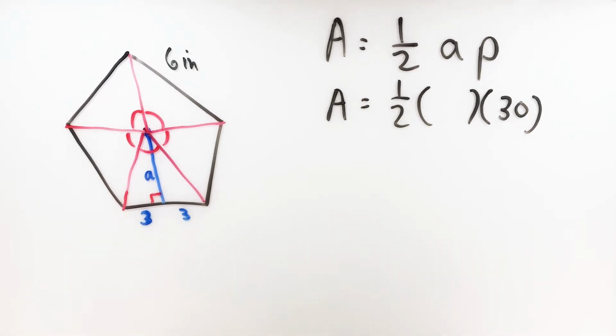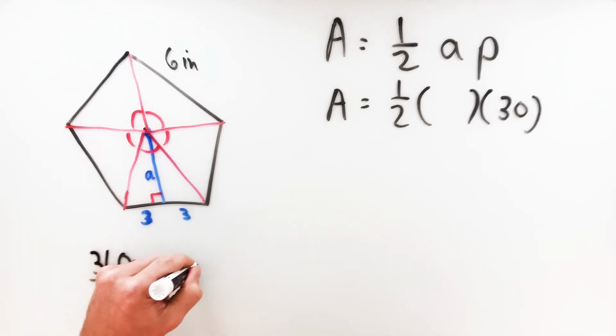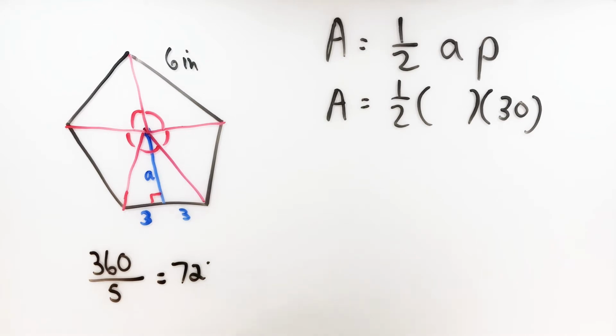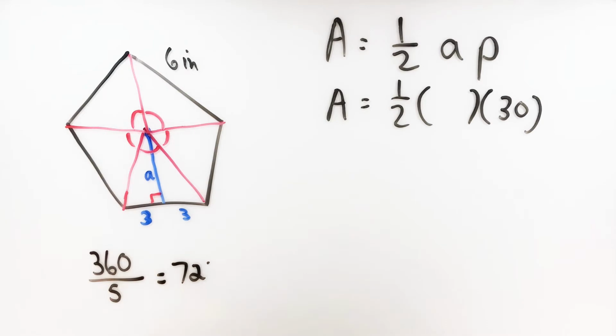So I can take 360 divided by 5. 360 divided by 5 will tell me what the measure of that central angle would be. So if I take 360 divided by 5, that gives you 72 degrees. So this central angle right here is 72 degrees.